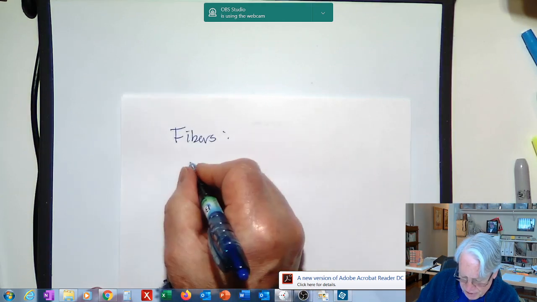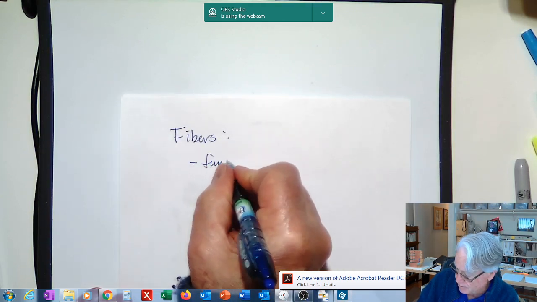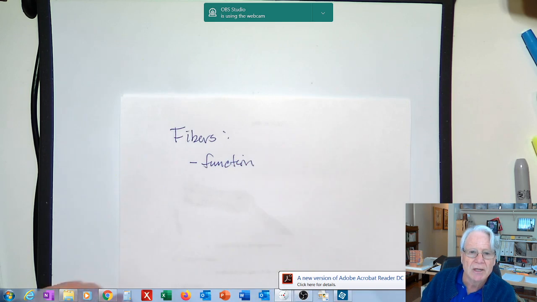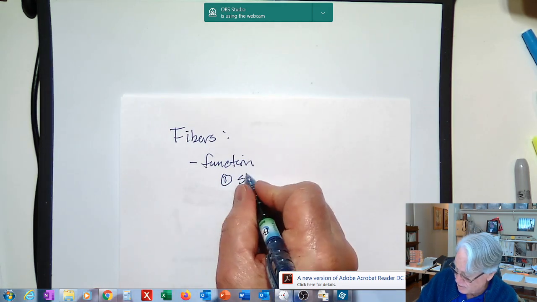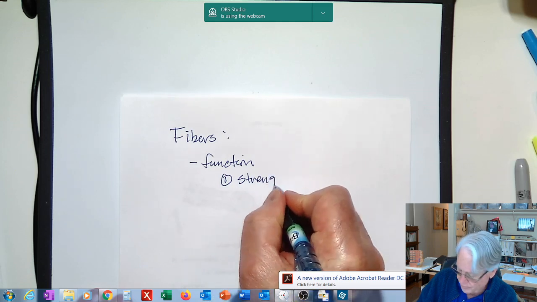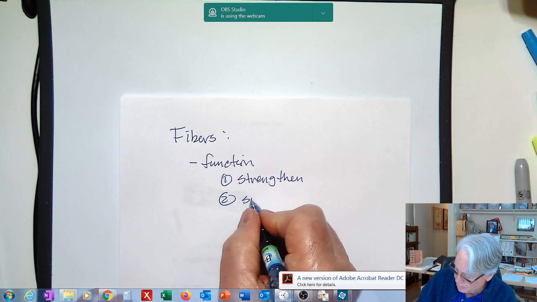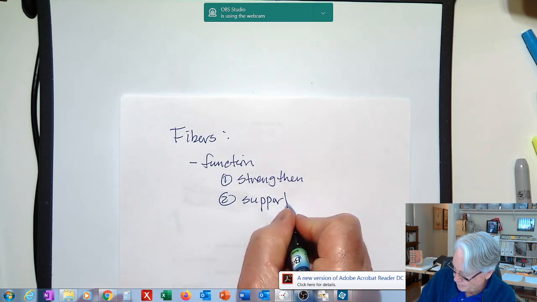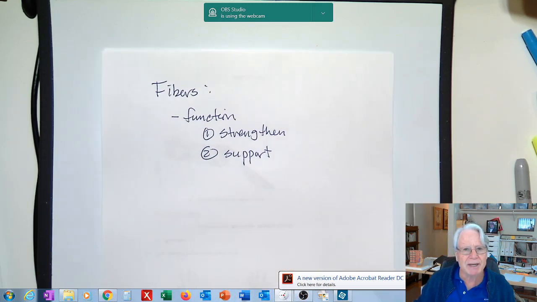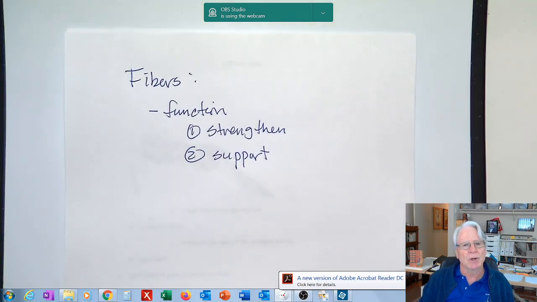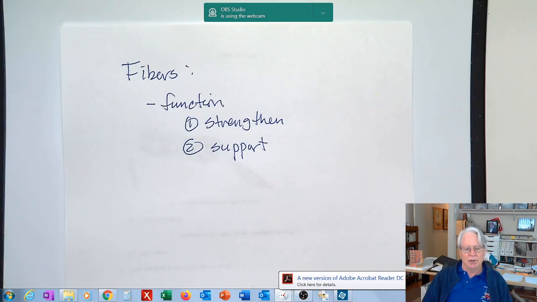So fibers are going to provide some function to the connective tissue. And that function is, number one, strength. And number two, support. And here's a good way to think about the role of fibers in connective tissue.